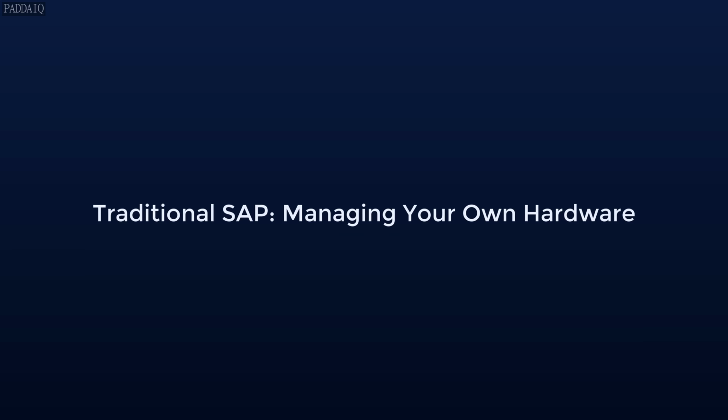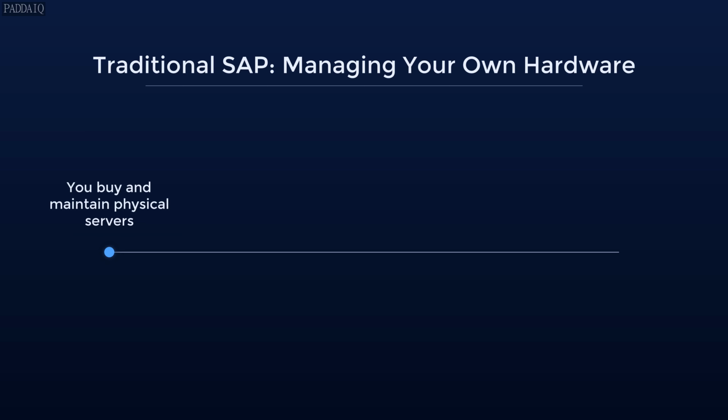Managing your own hardware in traditional SAP. You buy and maintain physical servers. This means your company purchases and owns the computer hardware, and your IT team is responsible for its setup, security, and repairs. For example, if a server's hard drive fails, your team must replace it and restore the data. This direct ownership requires significant investment in both equipment and personnel.